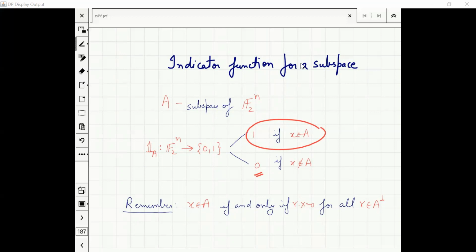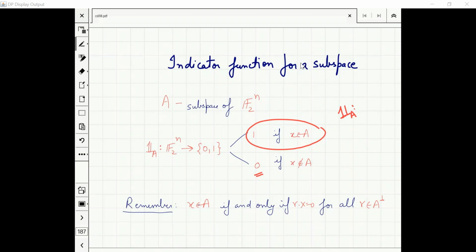Now we want to find the Fourier expansion of this function. This is again a Boolean function. 1 subscript A is a Boolean function, and we are interested in finding the Fourier coefficients of this indicator function. Is the task clear? Questions?